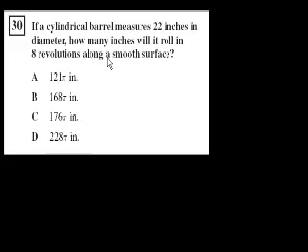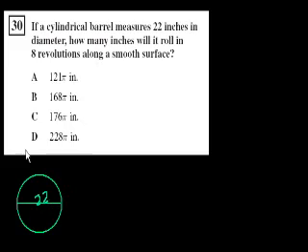So we could imagine a wheel, a tire of some kind. So let me draw a circle. If we look at this cylindrical barrel from the side, because that's all we care about, that's its side. They say a cylindrical barrel measures 22 inches in diameter. So this distance right there is 22. And what they say is this thing is going to roll 8 revolutions on a smooth surface. It's going to go around 8 times. It's going to roll and move to the right, right?